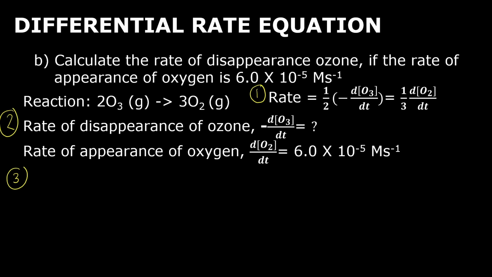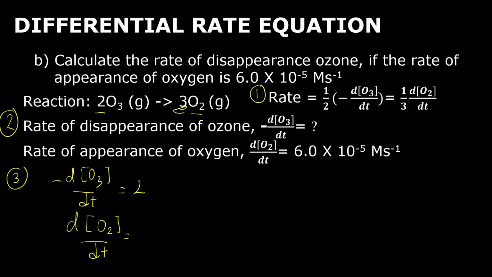So how should we write it? For example, we are looking for the rate of disappearance of ozone. And in the balanced chemical equation, ozone is equal to 2 mole. So we write as 2. And for rate of appearance of oxygen, oxygen is a product, so being formed. So rate of appearance, so having the positive term. And from the balanced chemical equation, it is equal to 3 mole. So 3.